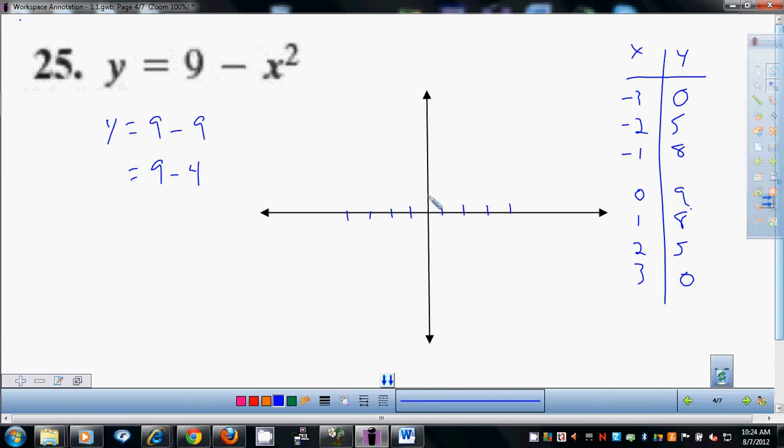So, well, that's really bad. Whatever, who cares? -3, 0. -2, +5. -1, +8. 0, 9. 1, 8. 2, 5. 3, 0. You do not have to connect the dots, but you should notice it kind of forms a lowercase n. And so that's what you need to do.